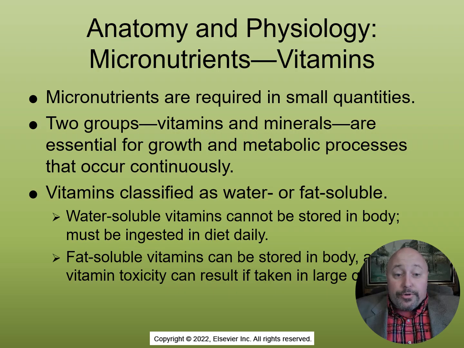Moving on to micronutrients, especially vitamins. These are required in small quantities, with 2 groups, vitamins and minerals, being essential for growth and metabolic processes that occur continuously within the body. Vitamins are also going to be further classified as water or fat soluble. Water soluble vitamins are going to be those like vitamin B, vitamin C. They cannot be stored in the body and must be ingested in the diet daily.